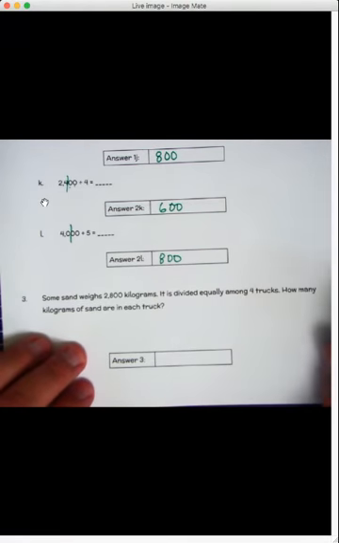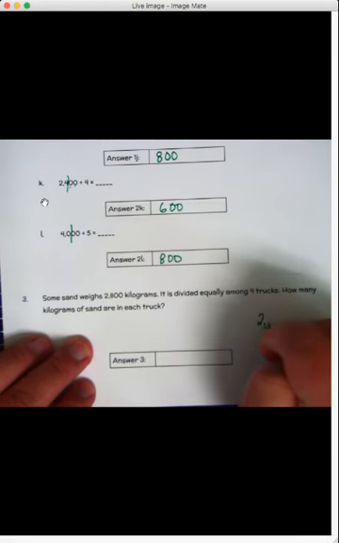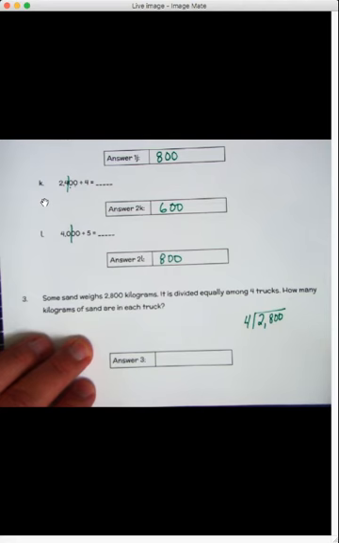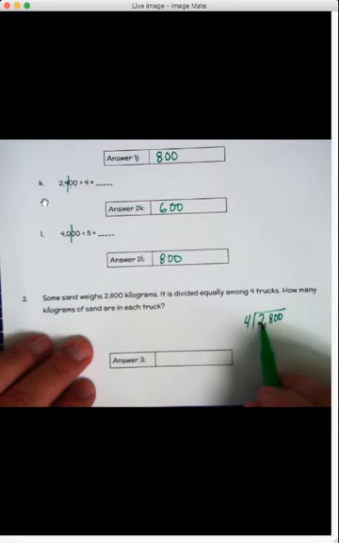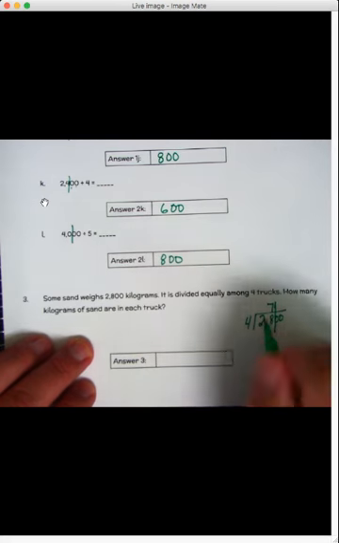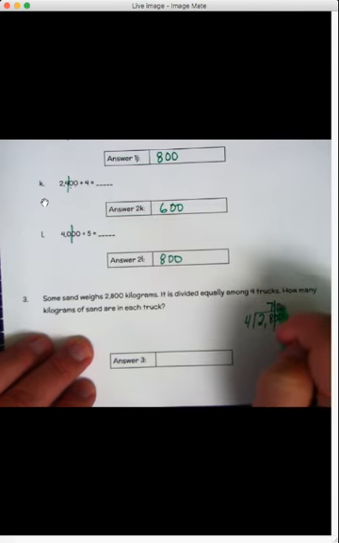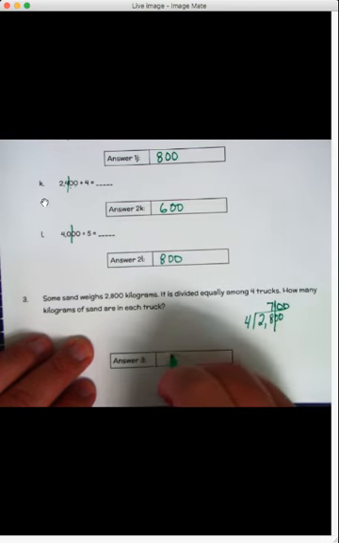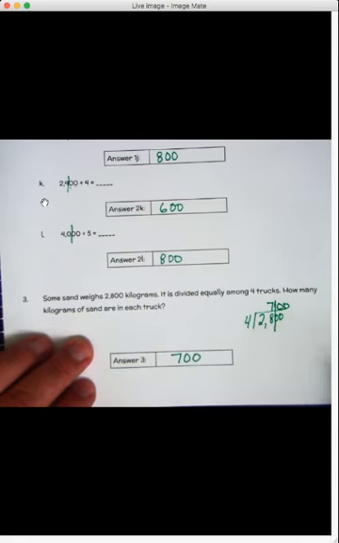Some sand weighs 2,800 kilograms. It's divided equally among 4 trucks. How many kilograms of sand are in each truck? So we've got 2,800 divided by 4 trucks. Okay? So let's think about this. We can't do 4 into 2, but we can do 4 into 28, can't we? Something times 4 gives me 28. It's 7. 7 times 4 is 28. And then we've got these 2 zeros. So 700 is the answer.